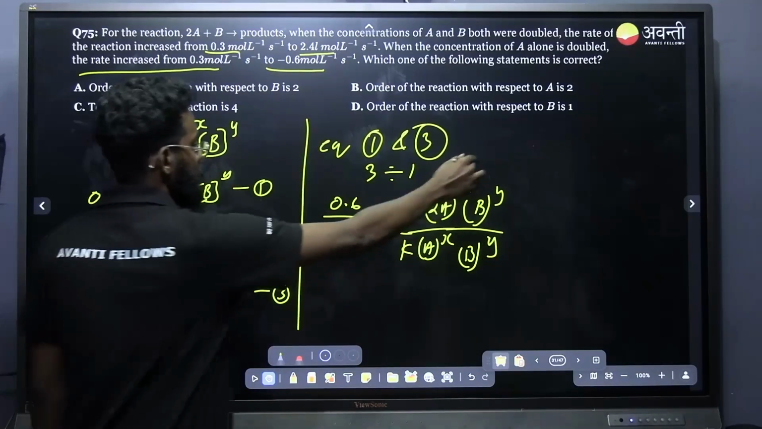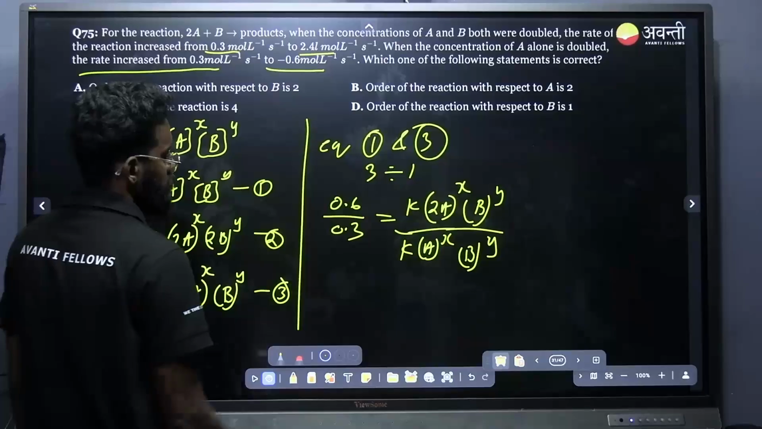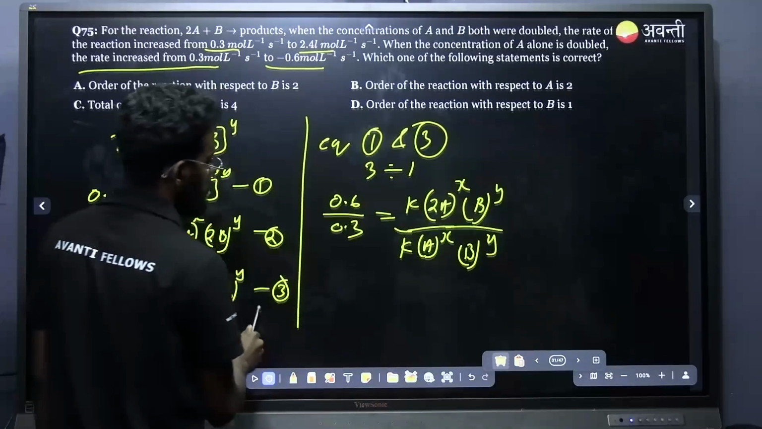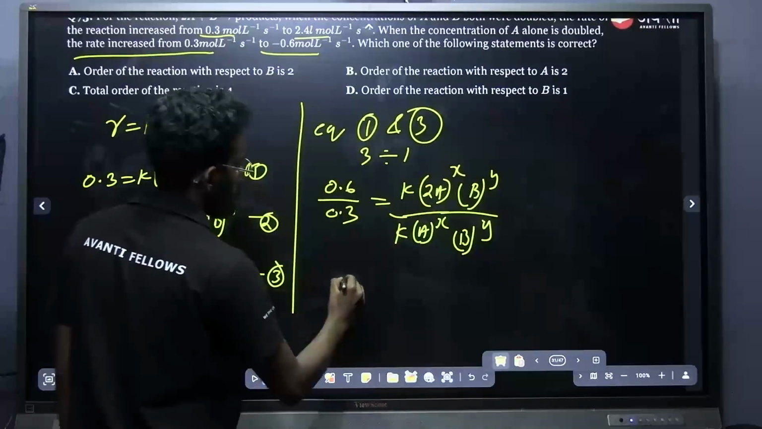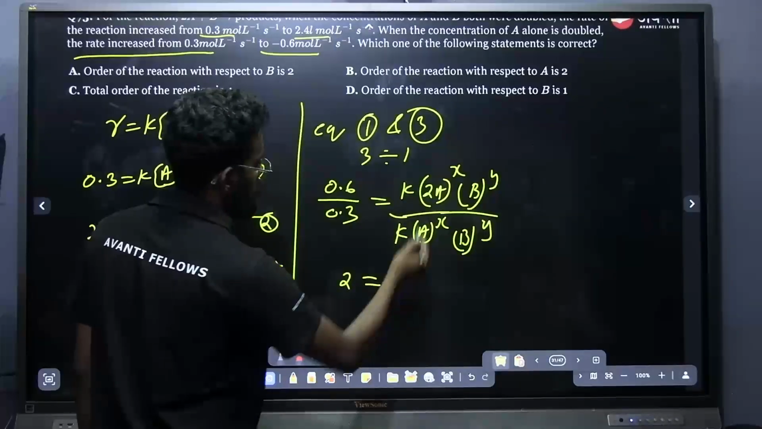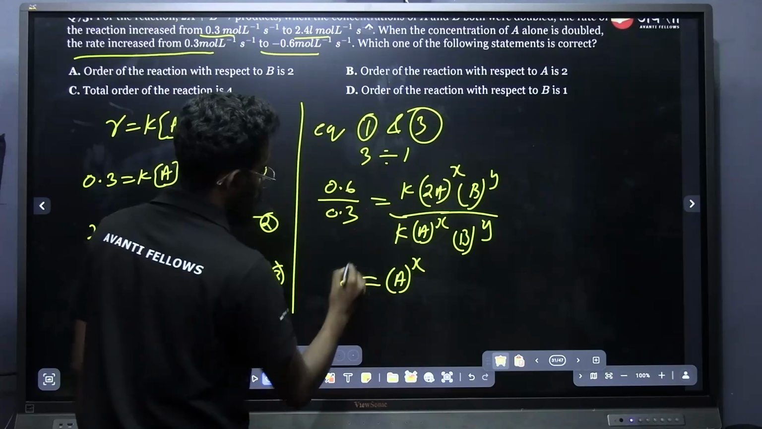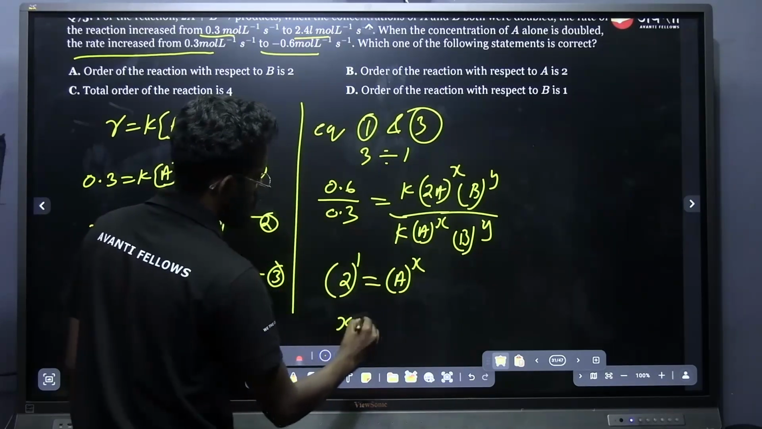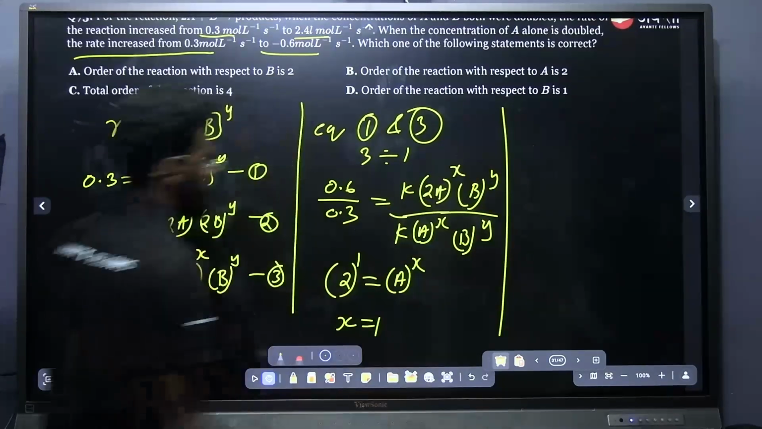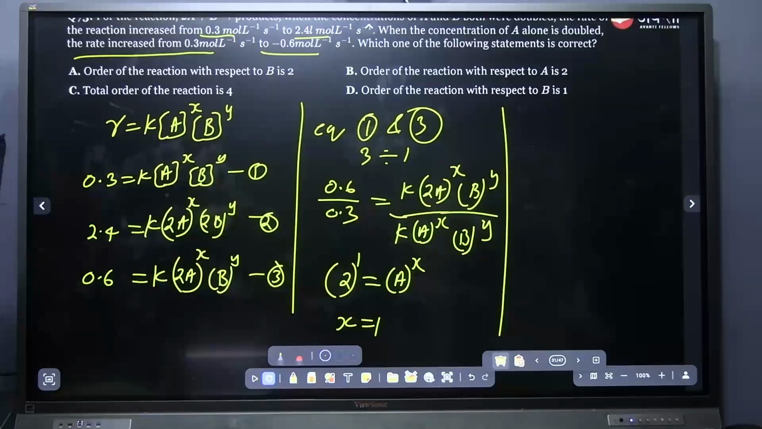From this we can cancel out these things. On cancelling these things, what are we getting? 6 by 3 we will be getting 2. 2 is equal to 2A divided by A, it is A to the power X, and 2 to the power 1, which means X is equal to 1. I got the value of X. An easy one.